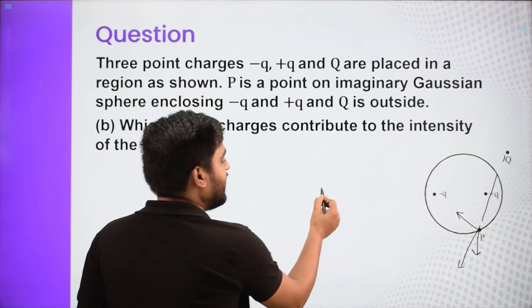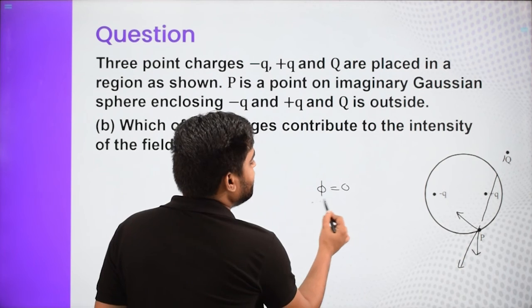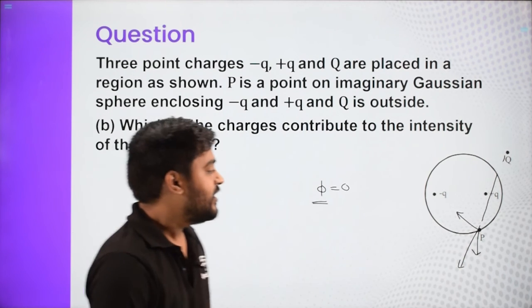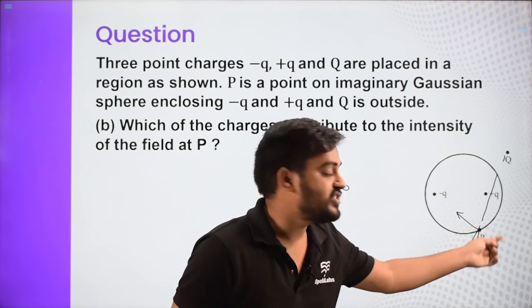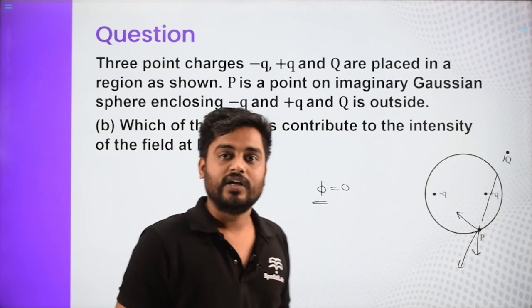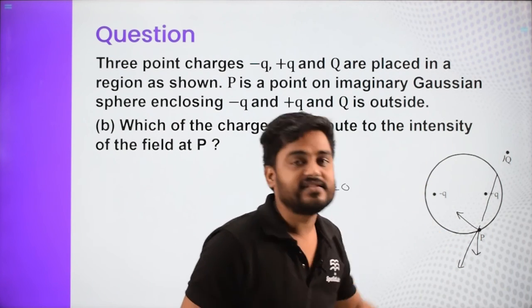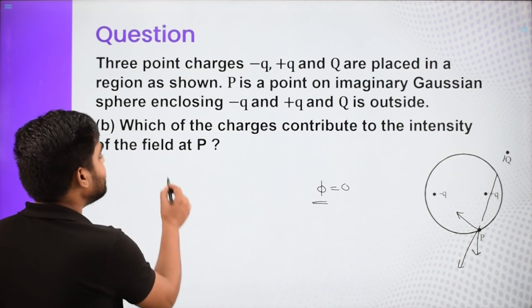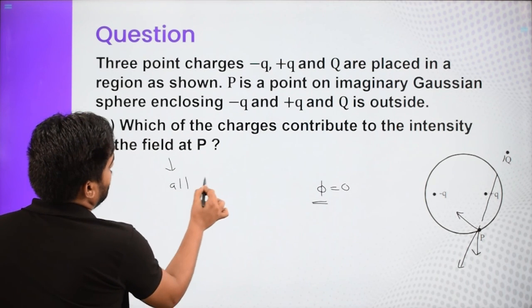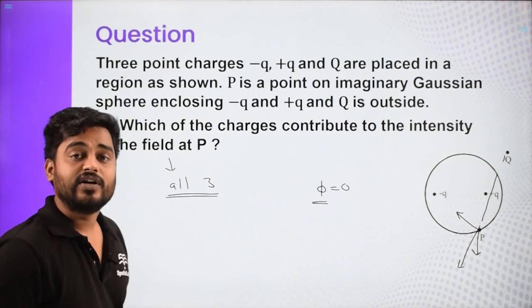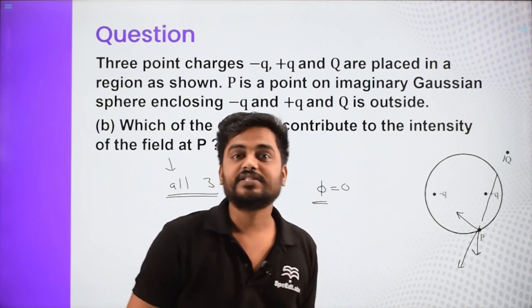We know that the flux is 0, but this is the total flux, not the flux in this region. So here the electric field is not 0. The electric field is a non-zero quantity, but the total flux through this entire surface is 0. So we'll say the answer is all three. All three are contributing to the electric field intensity at this particular point.